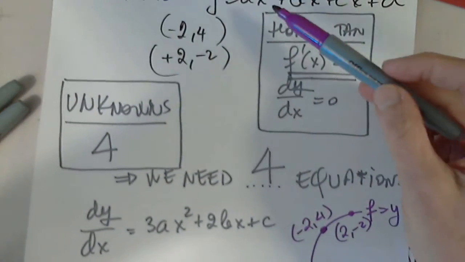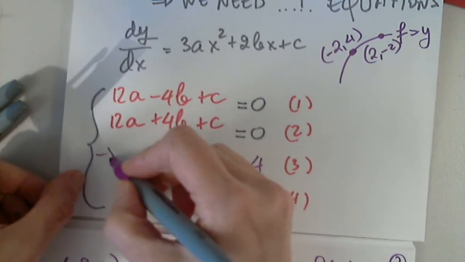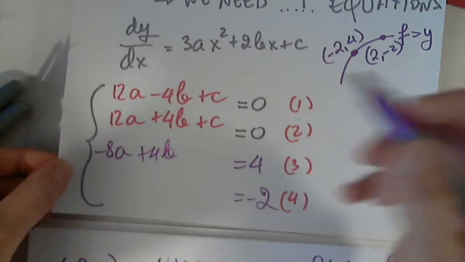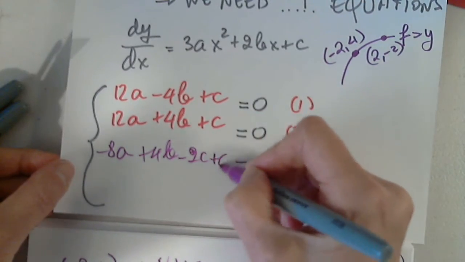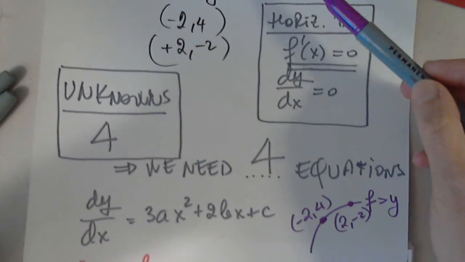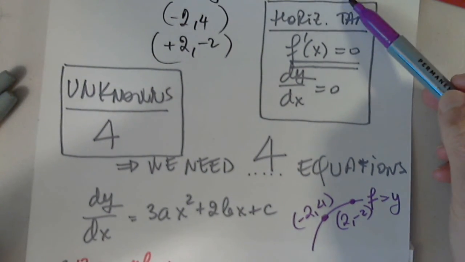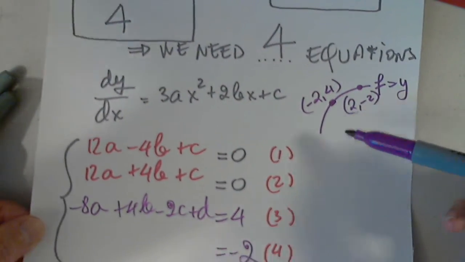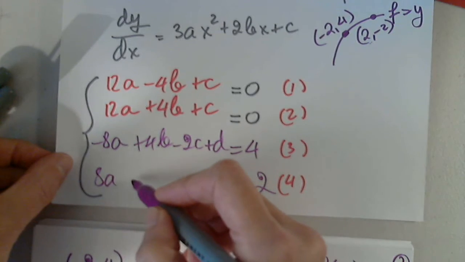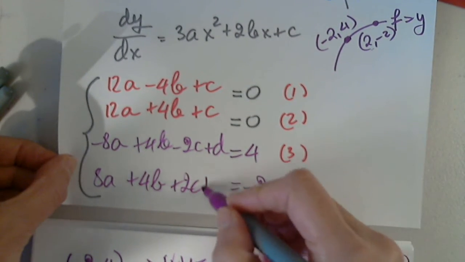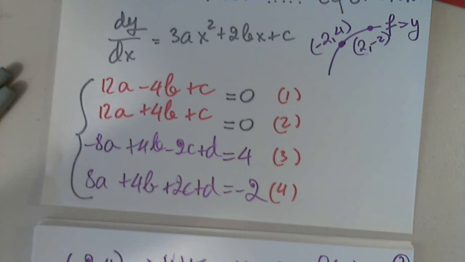So let's plug in -2. I have -8a, plus 4b, and then -2c and plus d equals 4. Now I plug in 2. So I have 8a, plus 4b, plus 2c, plus d equals -2.